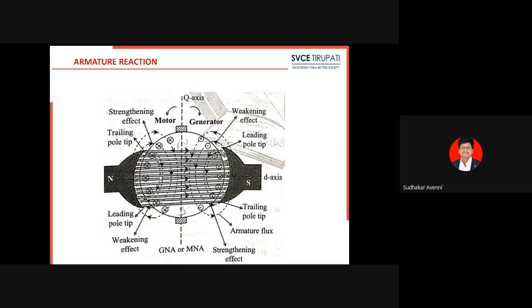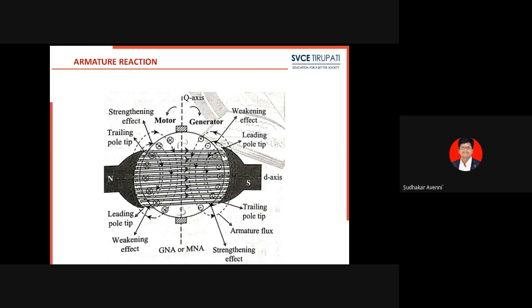The GNA is always perpendicular to the main field flux. And the MNA, the magnetically neutral axis, is always perpendicular to the resultant flux that exists in the air gap.